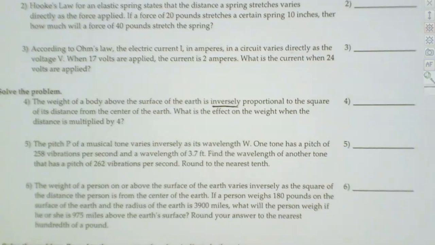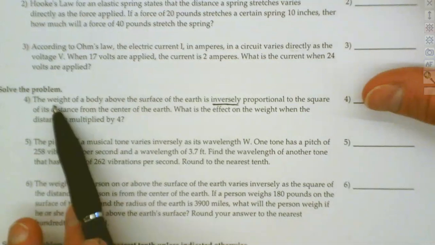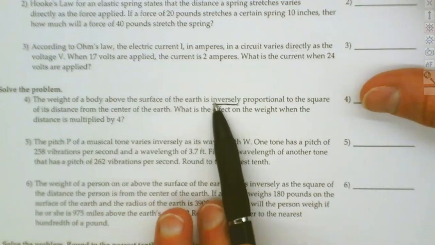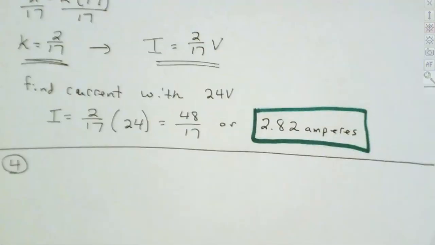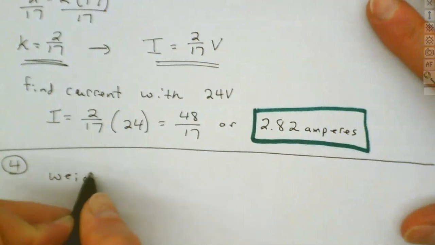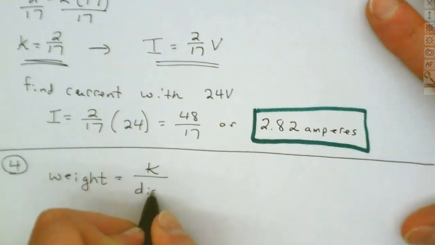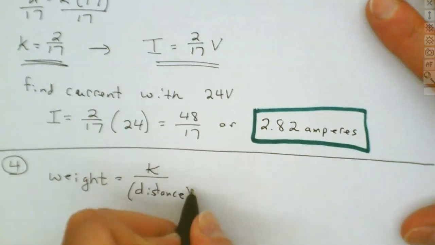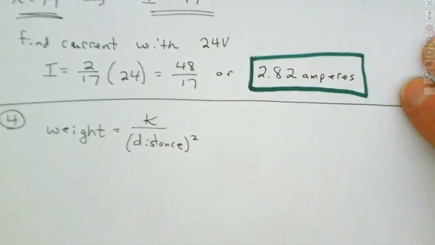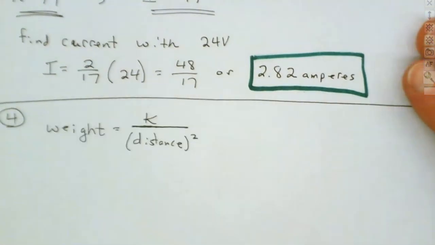What is the effect on the weight when the distance is multiplied by 4? So let's see what happens here. We're going to plug in some values and we're going to see what changes in our formula. So our original formula says the weight of the body above the surface of the Earth is inversely proportional to the square of the distance. So that means your weight is equal to some value of k over the distance squared, right? That's our formula. Now, we really can't find k because k is going to be an unknown and we don't have enough information to work with it. But what does it say? It says when the distance is multiplied by 4.